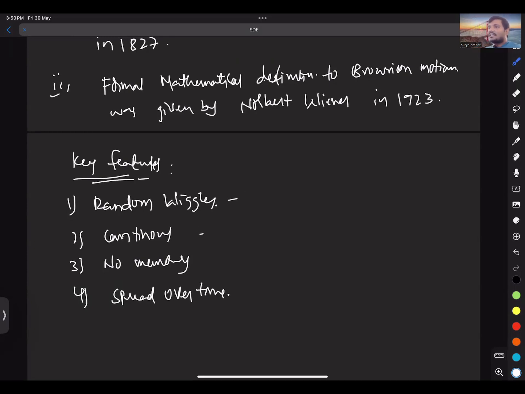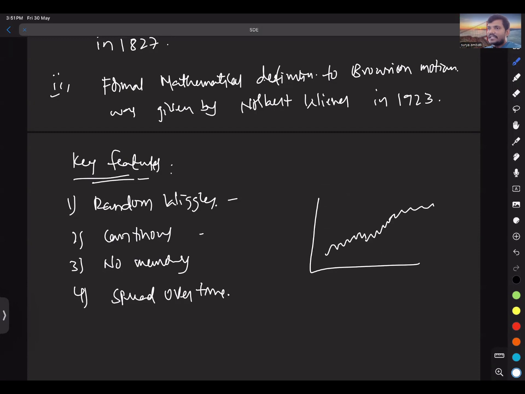So what random wiggles means is, at each moment, it moves either up or down randomly. And the second key feature of Brownian motion is that it is continuous, meaning there is no sudden jump in the graph. If you look at a stock price graph, it is continuous and connected at each point. There are no sudden jumps. If I were to give an example, it moves like this, and suddenly there is no gap; it won't move in that way. It is continuous. That is what I meant.